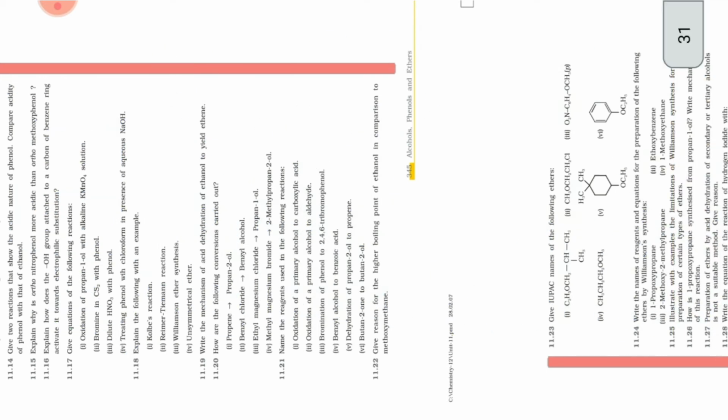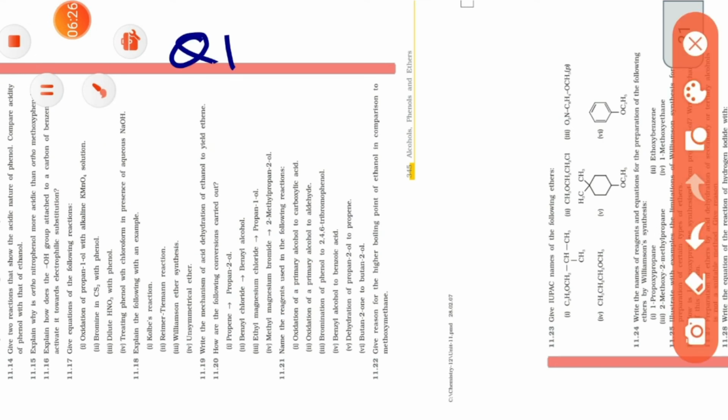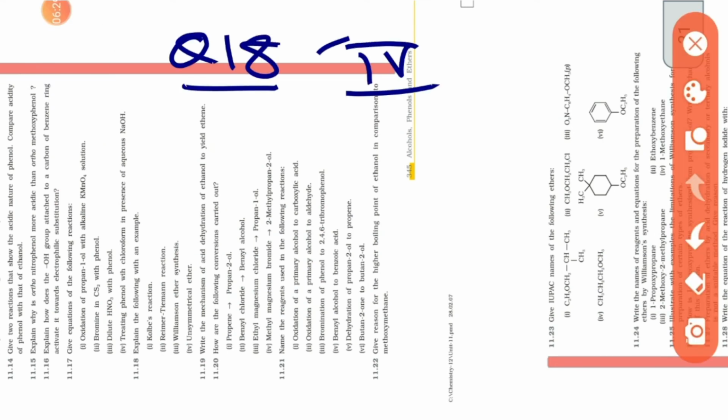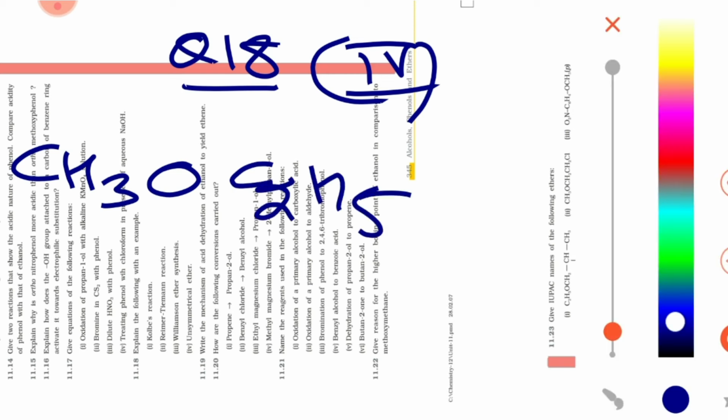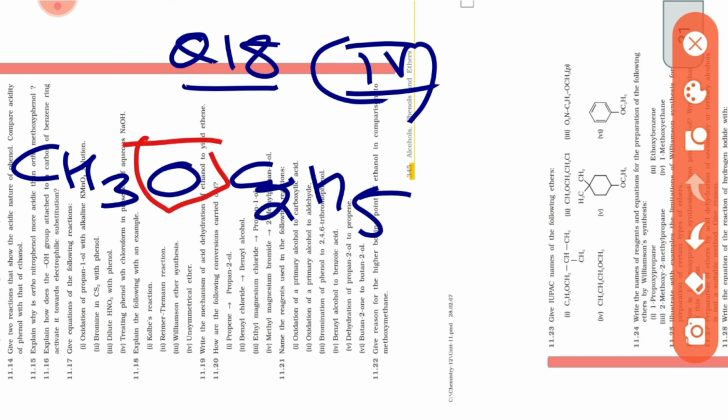Question number 18, 4th part. In the 4th part, they told you unsymmetrical ether. Simply we have to tell what unsymmetrical ether means. See, CH3-O-C2H5 is an unsymmetrical ether. Why? Because on both sides of the oxygen, the number of carbons is not the same. Here is 1 carbon, here is 2 carbons. That is why it is an unsymmetrical ether.